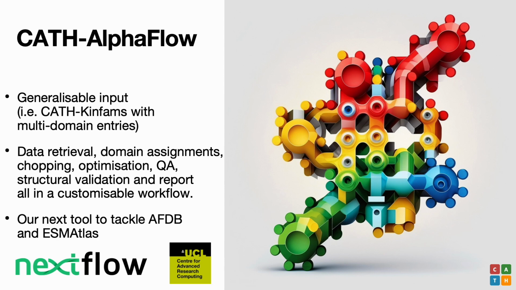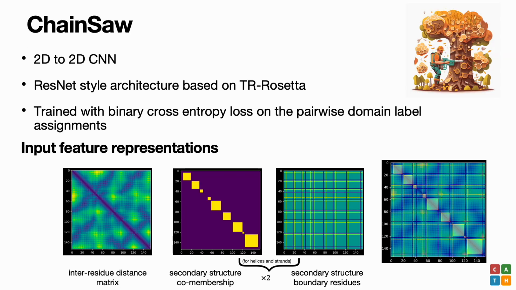So the last part of my talk is going to be on one of the tools that we built for CATH-AlphaFlow, which is called Chainsaw. While some of the assignments, especially for domain boundaries, were heavily relying on either homology information such as HMMs or these new embeddings-based predictors, we decided to build something new to deal with this data set. So here we present Chainsaw, which gets its name from being able to go over a chain, see domains, and then chop the domains, hence the punny name.